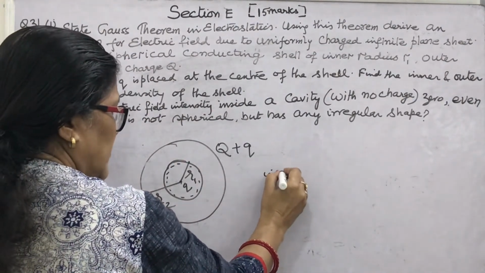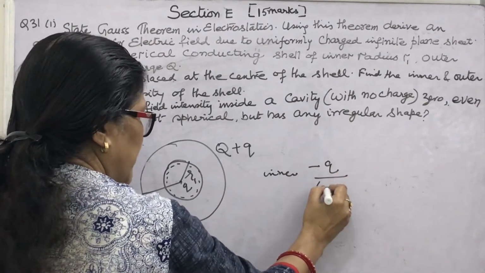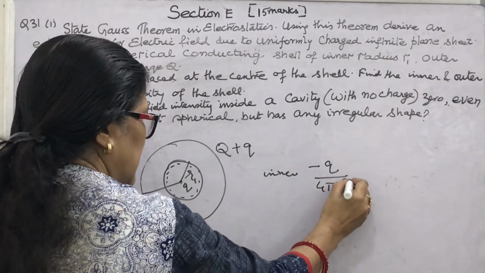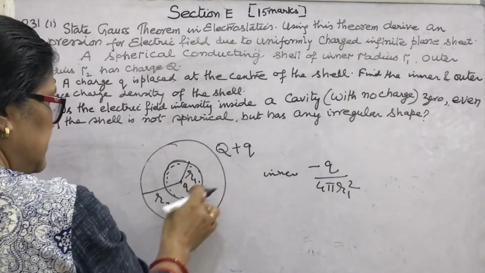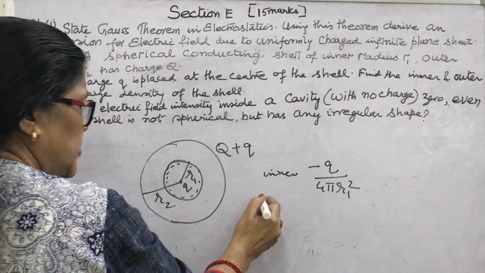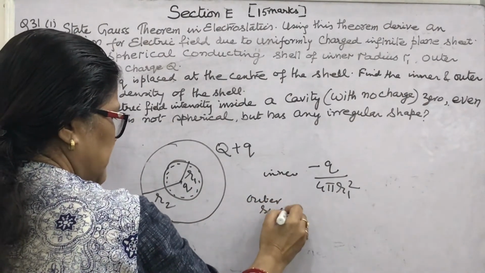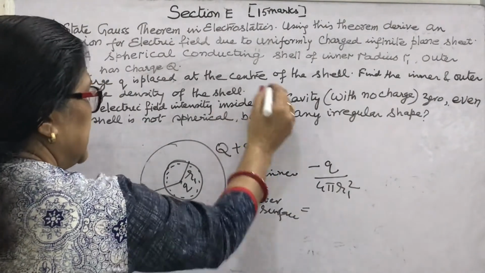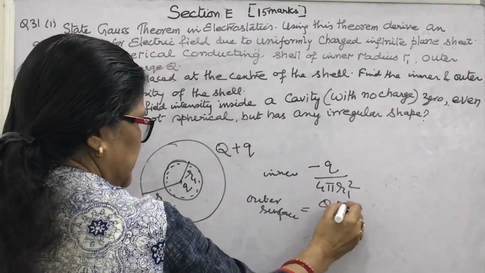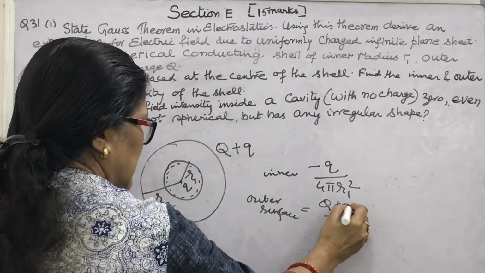So at the inner surface of radius R1, what will be the surface charge density? Inner surface charge density will be minus q upon 4 pi R1 square. This is the R1. And at the outer, what will be the net charge? Q plus q. So at the outer surface, what will be the surface charge density? Q plus q upon 4 pi R2 square.